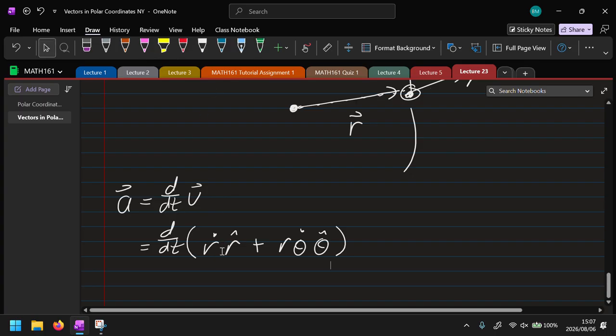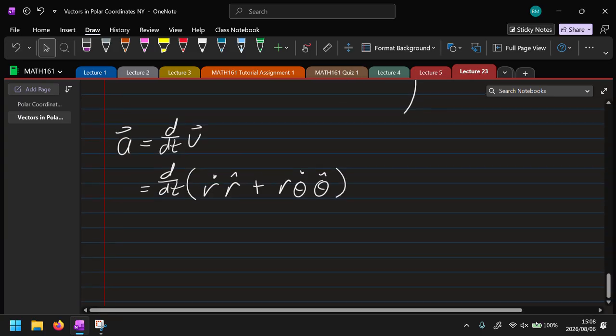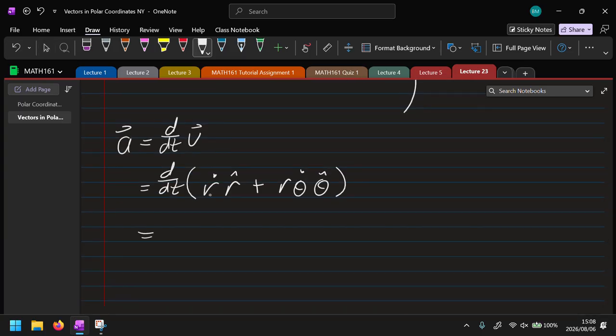So the first term, it's a product. Remember, r hat is changing. It's not constant. So we've got a product. We need the product rule. So this is going to be the derivative of the first one. So r double dot, r hat plus r dot, and then the time derivative of the second term. Plus, and now we've got d by dt of a product of three things. So we need to do the product rule for each one.